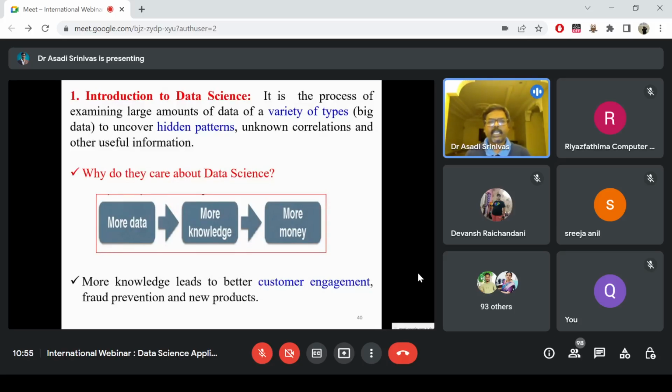Why do we care about data science? See, if you have more data, it leads to more knowledge. More knowledge leads to more money. So all business magnates increase their business if they have more data. More knowledge leads to better customer engagement, fraud prevention, new products, etc.